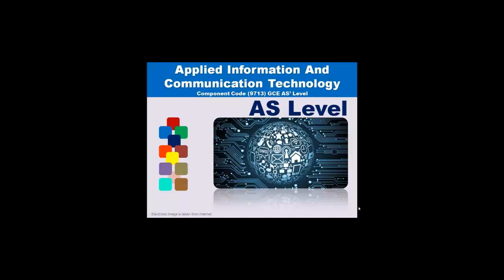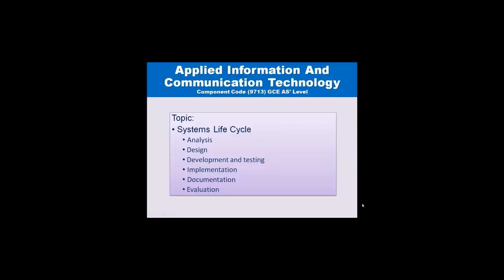Now we are going to take a route on Applied Information and Communication Technology. The syllabus component code is 9713 GCE AS level. I have chosen Systems Lifecycle for AS, the introductory topic, and the subtopics are analysis, design, development and testing, implementation, documentation, evaluation. Now we will take a brief look at each component so you can see the explanation and the understanding of the topic.